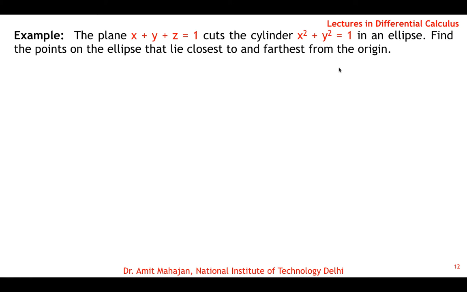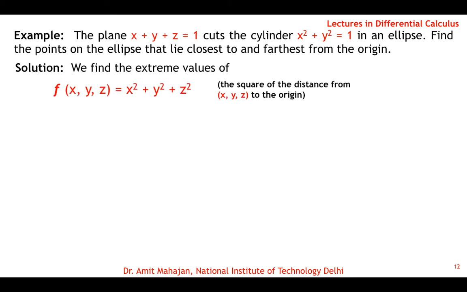So what we have is a cylinder, x square plus y square is equal to 1. This is the equation of a circle which is true for all z values. So it's a cylinder in the direction of z, with the center at origin and radius 1, and there is a plane which cuts this cylinder in an ellipse. So we have to find the points which are closest and farthest from origin.